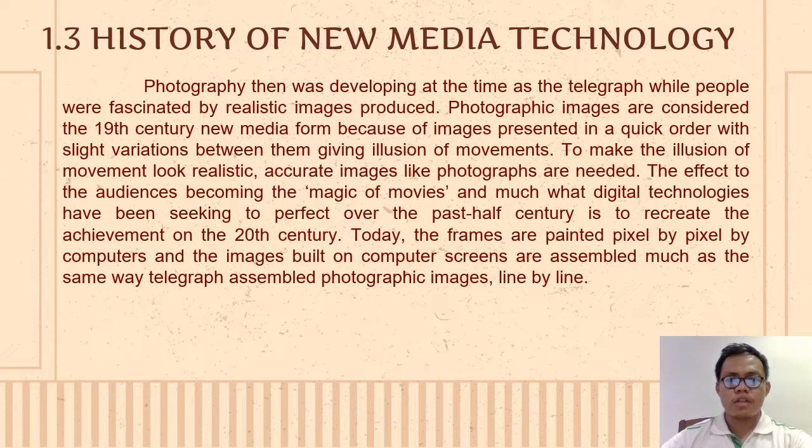Photography was developing at the same time as the telegraph, while people were fascinated by the realistic images produced. Photographic images are considered the 19th century new media form because images were presented in quick order with slight variations between them, giving the illusion of movement. To make the illusion of movement look realistic, accurate images like photographs are needed. The effect on audiences became the magic of movies, and much of what digital technologies have been seeking to perfect over the past half century is to recreate that achievement of the 20th century. Today, the frames are painted pixel by pixel by computers, and the images built on computer screens are assembled much the same way the telegraph assembled photographic images line by line.